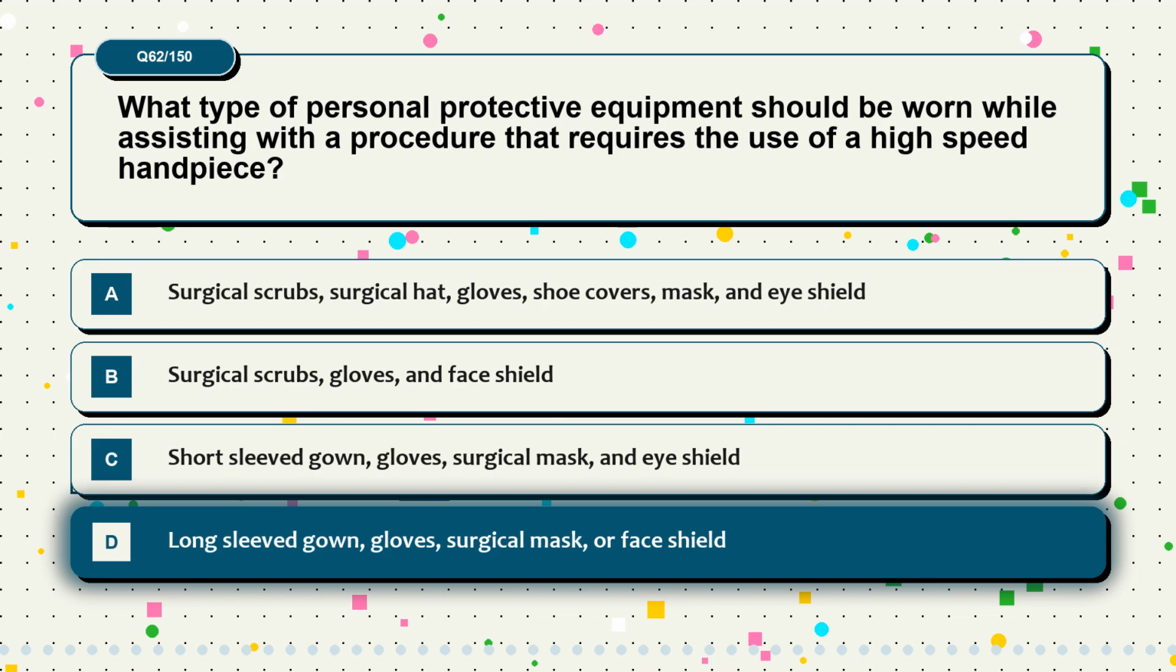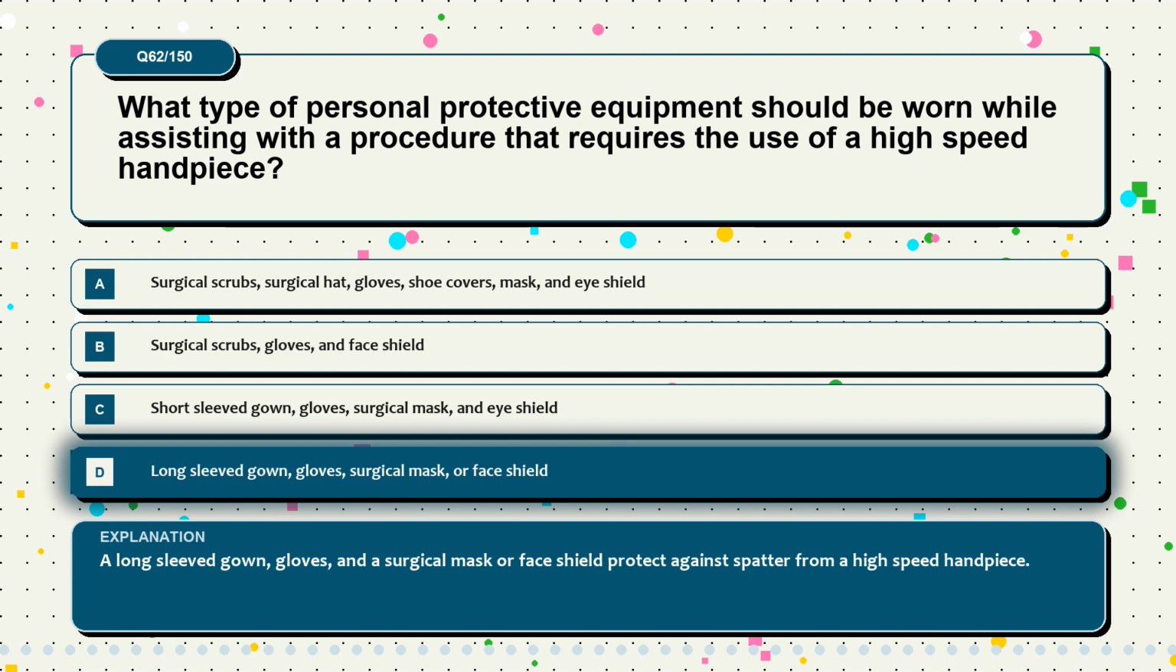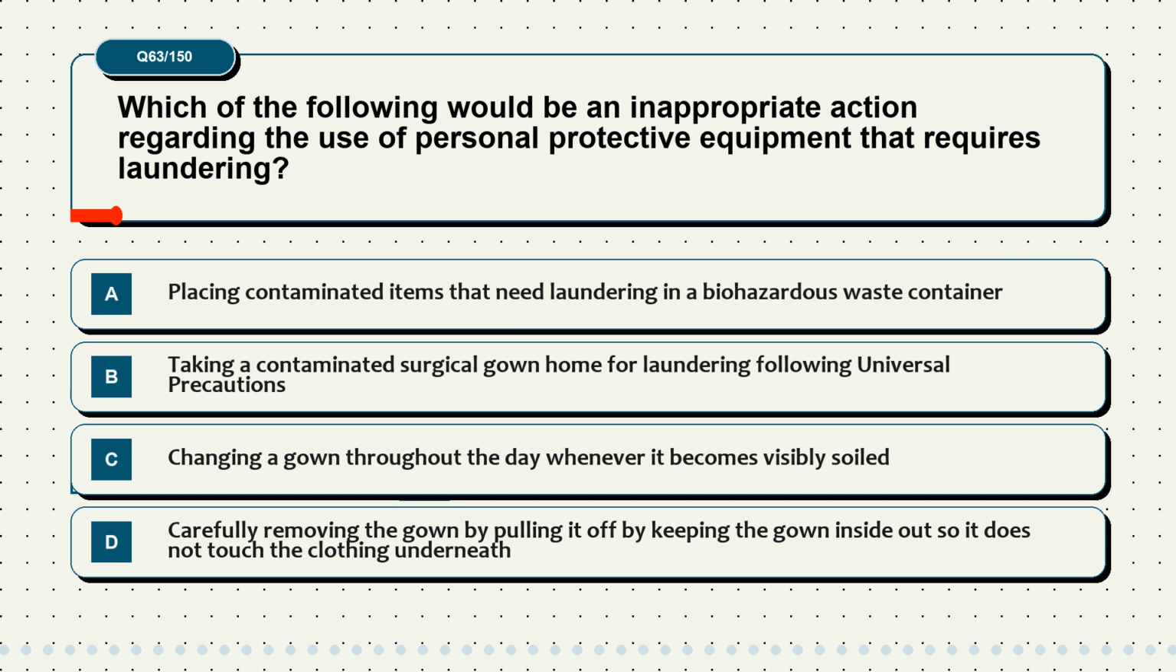The correct answer is option D, long-sleeved gown, gloves, surgical mask, or face shield. A long-sleeved gown, gloves, and a surgical mask or face shield protect against spatter from a high-speed handpiece. Question 63. Which of the following would be an inappropriate action regarding the use of personal protective equipment that requires laundering?